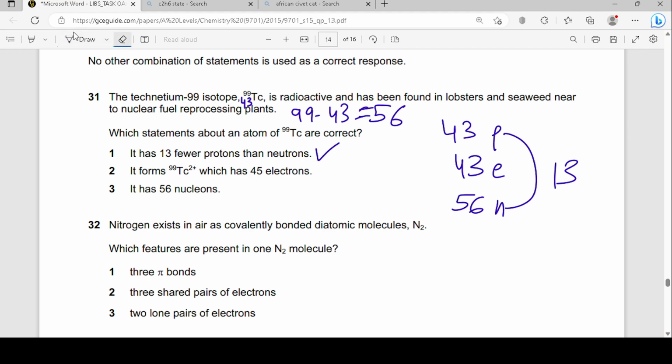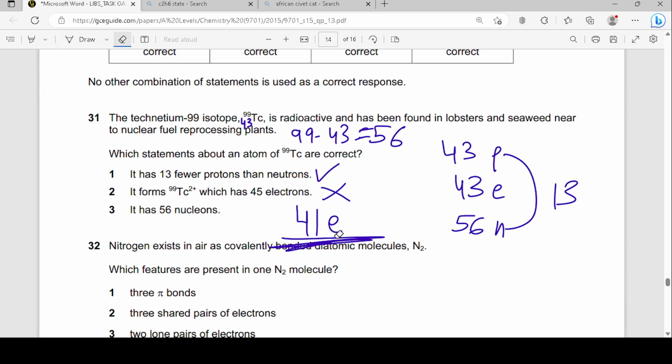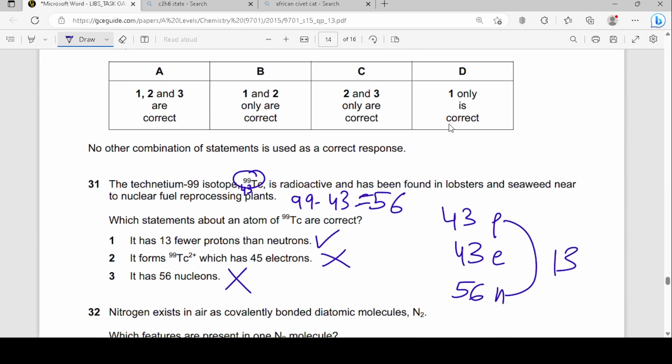Then it forms 99Tc2+, which is 45 electrons. Tc2+ means it loses 2 electrons. If it loses 2 electrons, then that means it will get 41 electrons, right? So 99Tc2+ has 41 electrons, which means this is wrong. It has 56 nucleons. No, it has 56 neutrons, but in total it has 99 nucleons, right? So this is wrong as well. So only A is correct, only one is correct, which means D is the correct answer. Okay, next question.